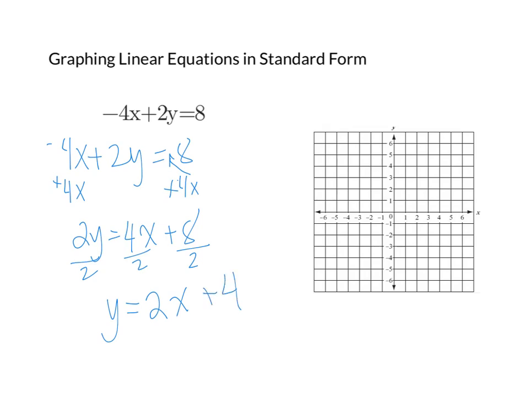Same thing again like we did before. I'm going to force this to be a fraction. So my m is 2 over 1. So I'm going to go up 2, right 1. My y-intercept is 4. So starting at 4, I have a slope up 2, right 1. Second point right there. Now I can connect them. There you go.